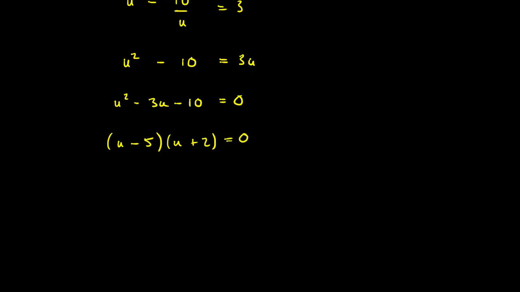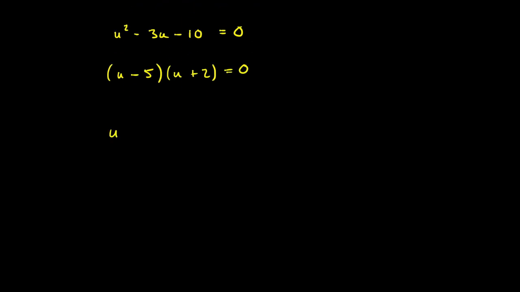So there are two solutions, right? u is either equal to negative 2 or u is equal to positive 5. But what was u equal to? It was equal to e to the power 2x plus 1. So e to the power 2x plus 1 can either equal negative 2 or 5.